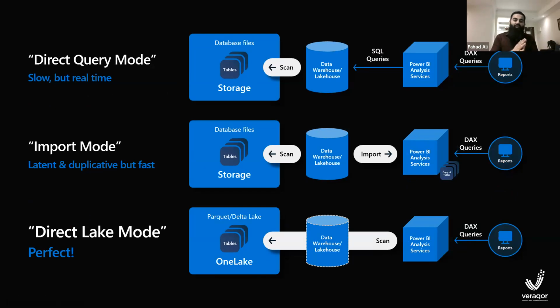where we are taking out the data warehouse and lakehouse, because everything has been arranged already in the OneLake. And right when you park it, you have the options to get it from the bronze to the silver, and from silver to the gold. And so Power BI Analysis Services can scan directly into the OneLake, which makes it fast and real time and not duplicative at all. So we call it the perfect mode, and that's how things are working in today's realm.